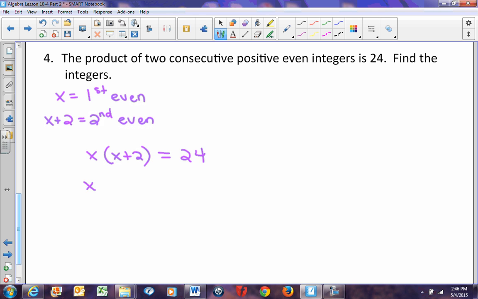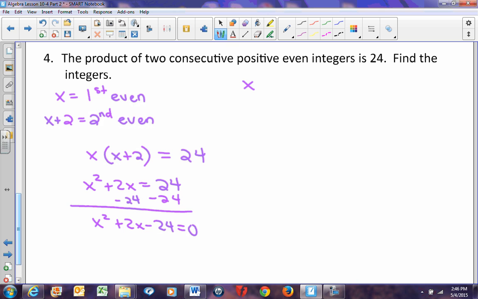If we distribute, we get x squared plus 2x equals 24. You have to get this in standard form, so subtract 24 from both sides. And you will get x squared plus 2x minus 24 equals 0. So I need a product. Okay, I'm just going to move this up here for a second. X squared plus 2x minus 24 equals 0. I need a product of negative 24 with a sum of 2.